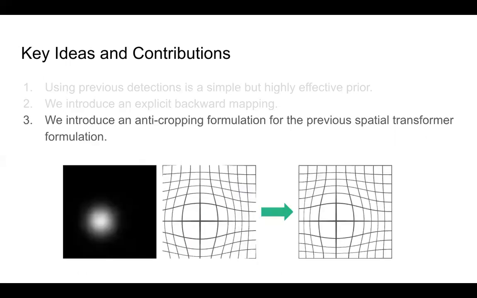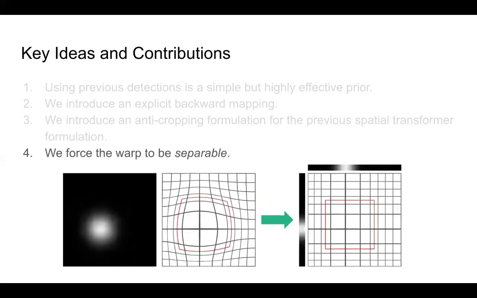Third, we propose an elegant modification to the spatial transformer formulation that provably prevents cropping, which would otherwise lead to intolerable errors in the chosen task of object detection. And lastly, we separate the non-uniform subsampling along the x and y axes to ensure that bounding boxes remain axis aligned. This is a crucial geometric invariant for object detection.